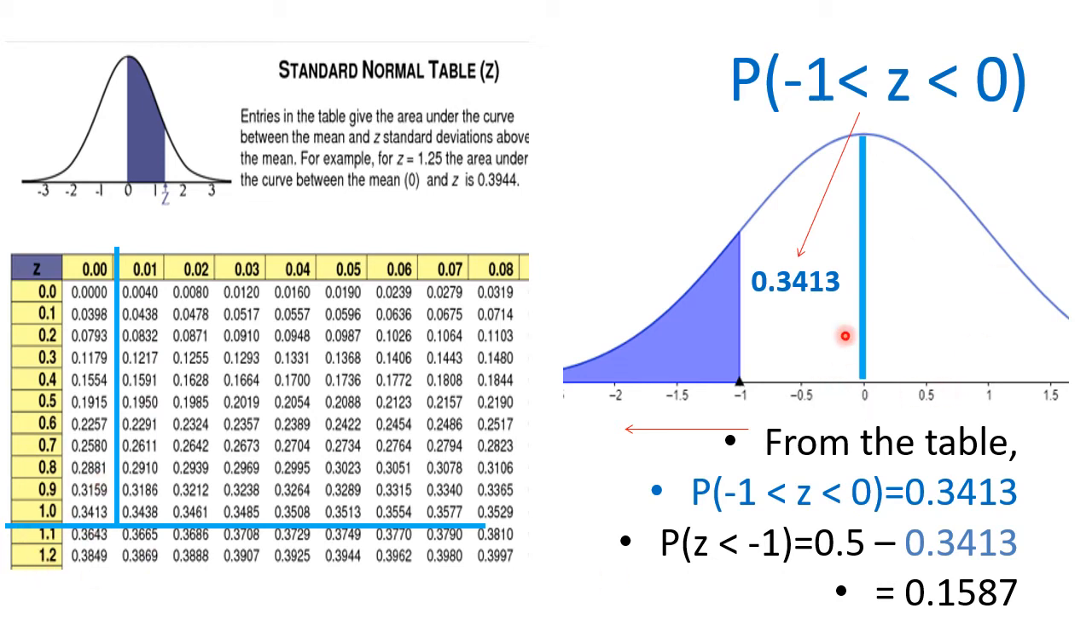But that gives me the probability from 0 to 1, which is this one. And I don't need that. I need this part. So what do I do? Like the previous example, I'm going to say 0.5 minus 0.3413. Then I get this shaded part. Now, my probability that z is less than minus 1 is 0.1587, or 15%. Cool.